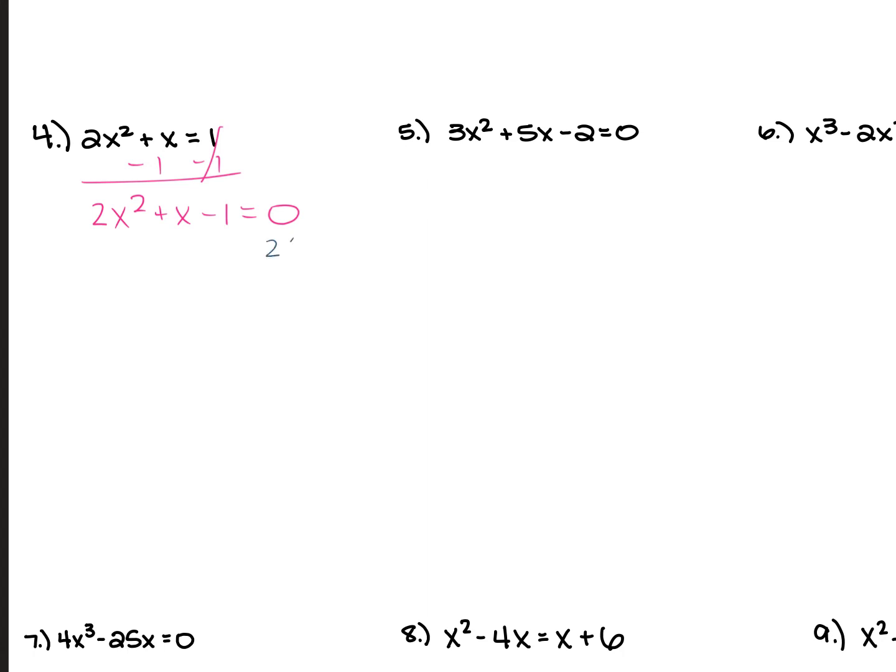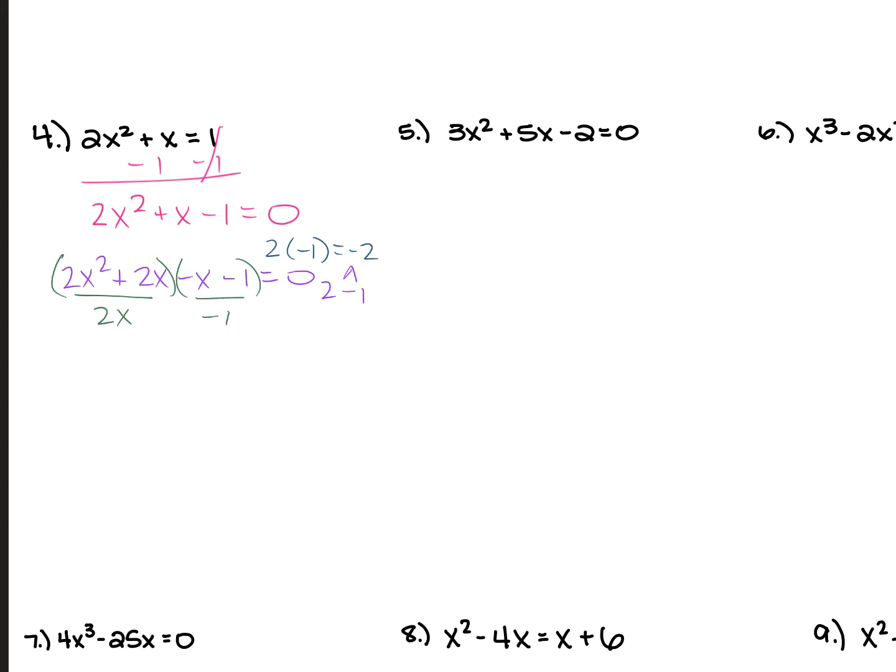So 2 times negative 1 is negative 2. Your factors of negative 2 that add to be positive 1 are 2 and negative 1. So this is going to give us 2x squared plus 2x minus x minus 1 is equal to 0. Because we have 4 terms now, we're going to factor by grouping. From the first set, we factor out a 2x. From the other, we factor out a negative 1.